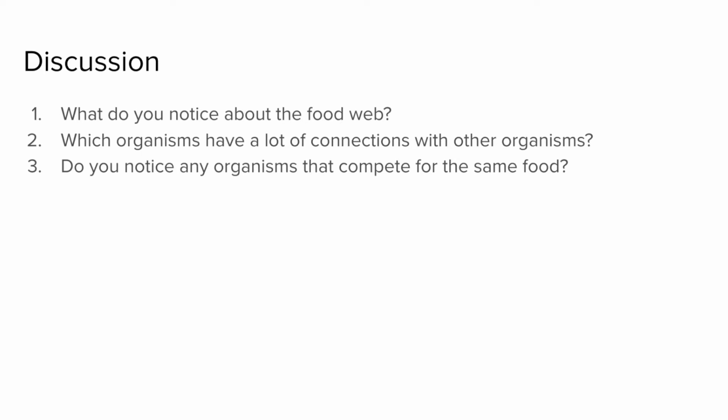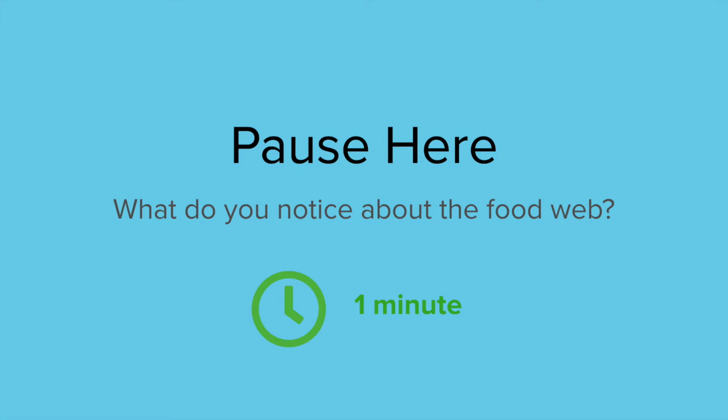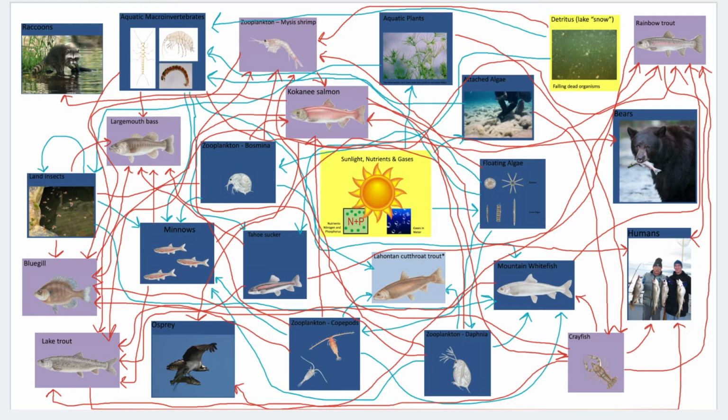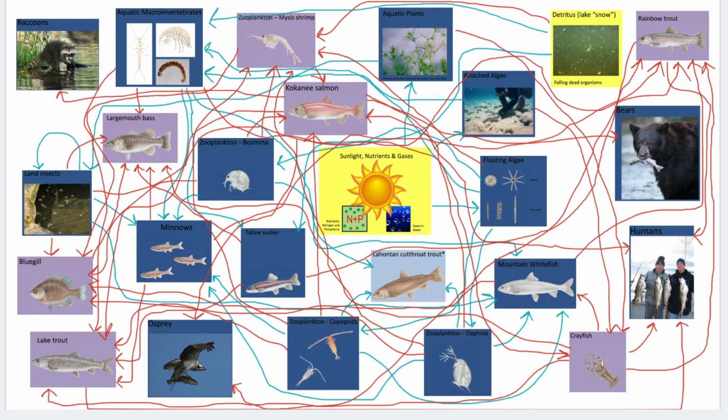The first discussion question is, what do you notice about the food web? Pause here and look at the food web to think. I notice that some of the organisms are animals and some of the organisms are plants. I notice that some of the organisms that live in our food web actually live on land, not in the water. I wonder what the difference between these colors might indicate.